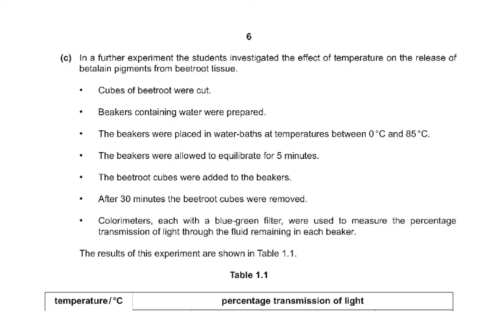In a further experiment, the students investigated the effect of temperature on the release of betalain pigments from the beetroot tissue. Cubes of beetroot were cut, and beakers containing water were prepared. The beakers were placed in water baths at temperatures between 0 and 85 degrees Celsius. The beakers were allowed to equilibrate for 5 minutes. They need to come into equilibrium with the environment.